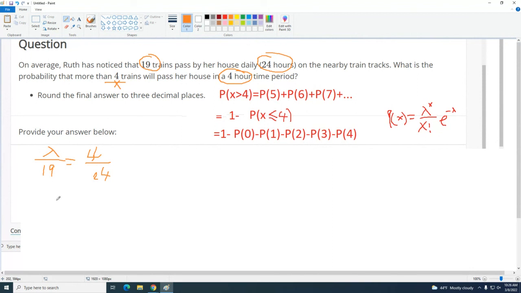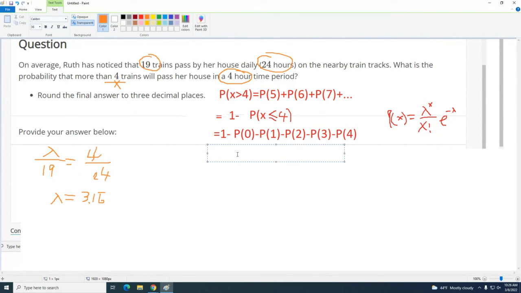Anybody have a lambda calculated? So what's your lambda? 3.16. Thank you. So then we have our lambda, so we're going to start looking at the actual calculation.